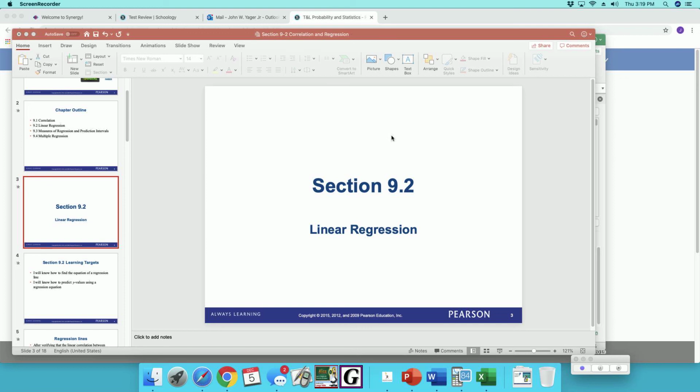Today's lesson is linear regression. You're going to need either a TI calculator or have access to Microsoft Excel. If you don't have either one of those, then you're not going to be able to do this work. You need one of those two resources.